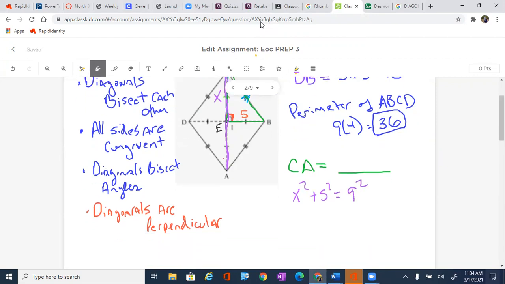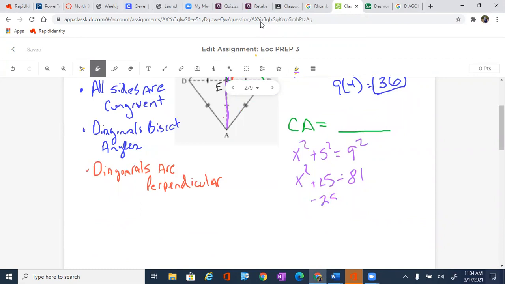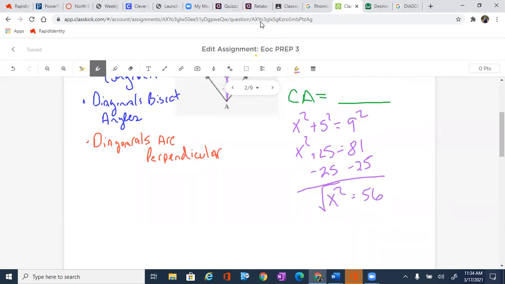When we do that, I'm going to come over here and say x squared plus 25 equals 81. I'm going to subtract the 25 over, and we get x squared equals 81 minus 25, which is going to be 56. At this point, we take the square root. When we take the square and the square root, they cancel, and we get x equals the square root of 56.